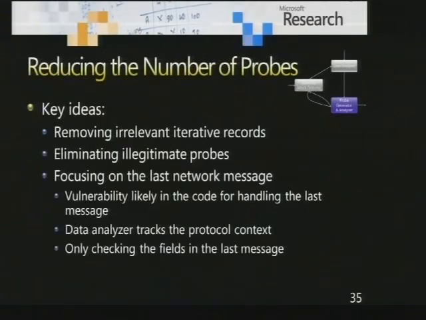The second challenge is to reduce the number of probes. Our key ideas in Shiogen are, first, we remove all the irrelevant iterative records. Second, we eliminate illegitimate probes. And third, we focus on the last network message. The reason is that, given a message sequence that will trigger the attack, most of the time the vulnerability sits in the code for handling the last message.